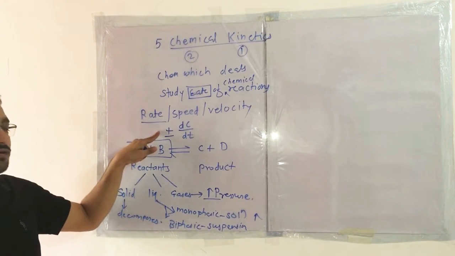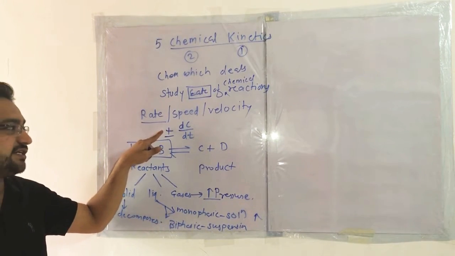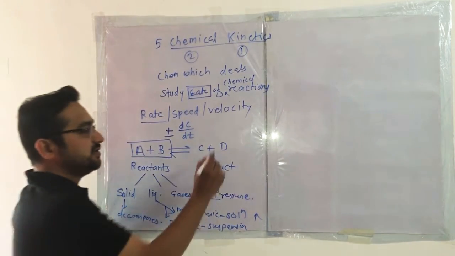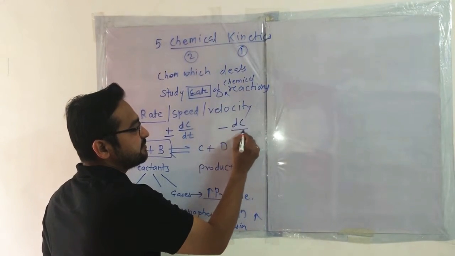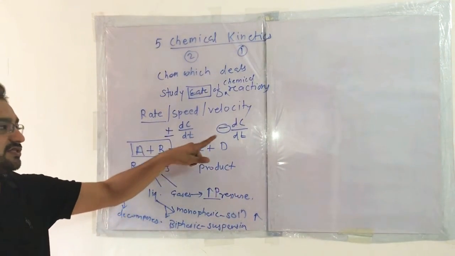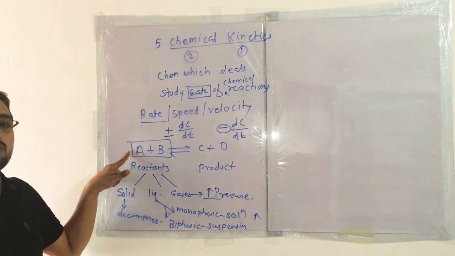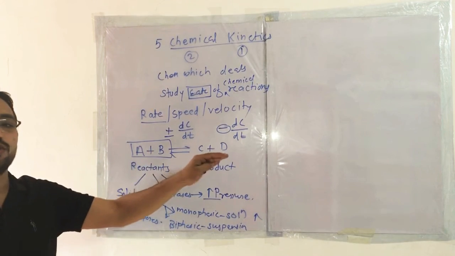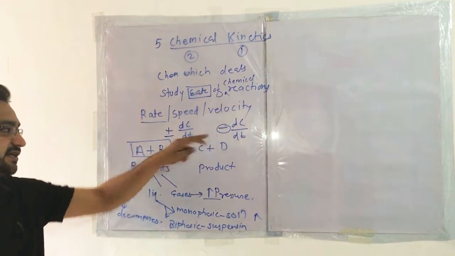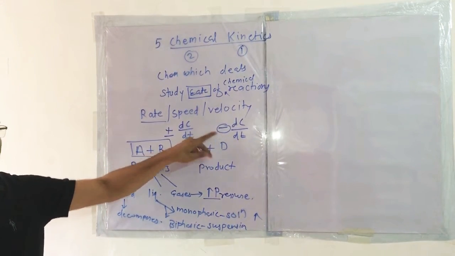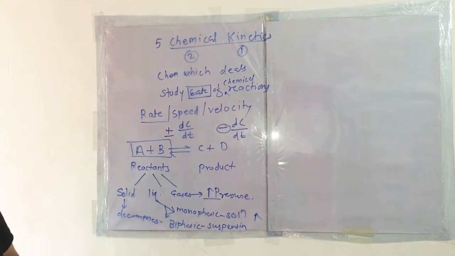Here I have said the change, and the change could be either positive or negative. In maximum cases you will find the reaction rate given as minus dC by dt. Why is this negative sign there? Because the negative sign indicates that the concentration of the reactant is decreasing and the product is increasing. So the change in reactant concentration is given by the negative sign. There are some cases where the positive sign is also applicable.